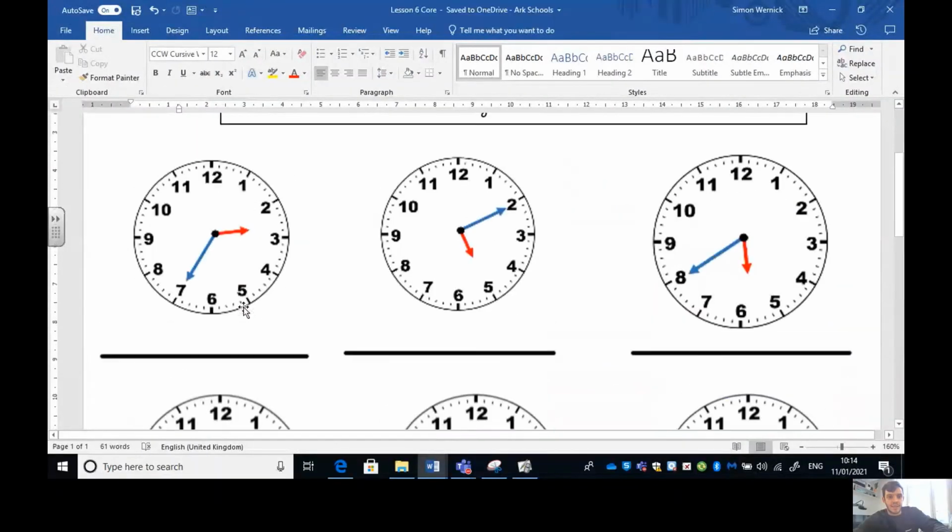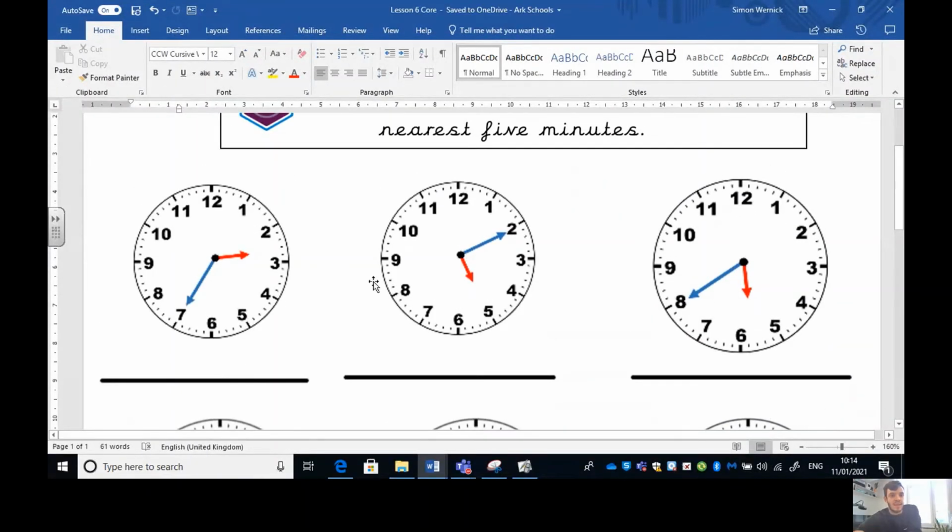Okay, well done. Hopefully you have completed the first section of the worksheet. Okay, let's go through one just to make sure you've got that correct. So let me share my screen. So let's look at this one here. Okay, so think which side of the clock the minute hand is pointing.